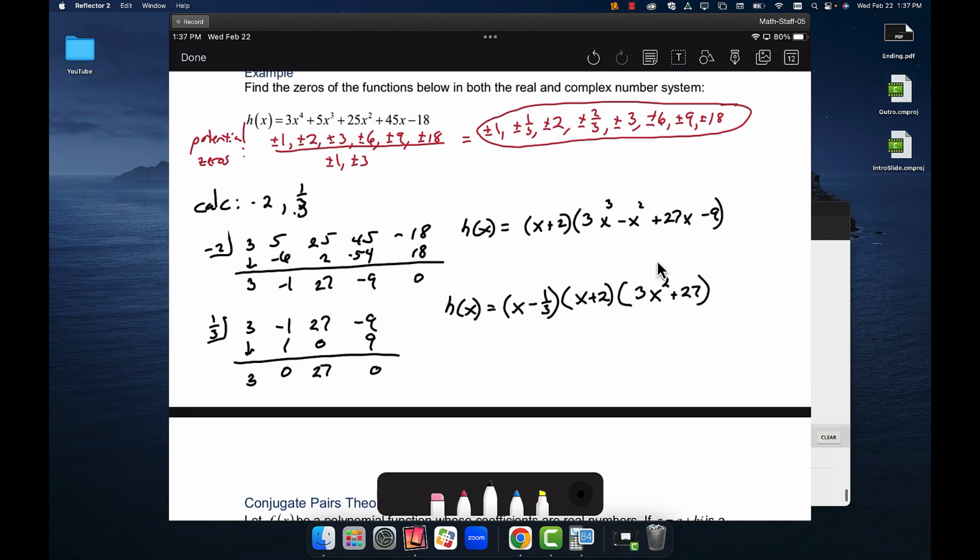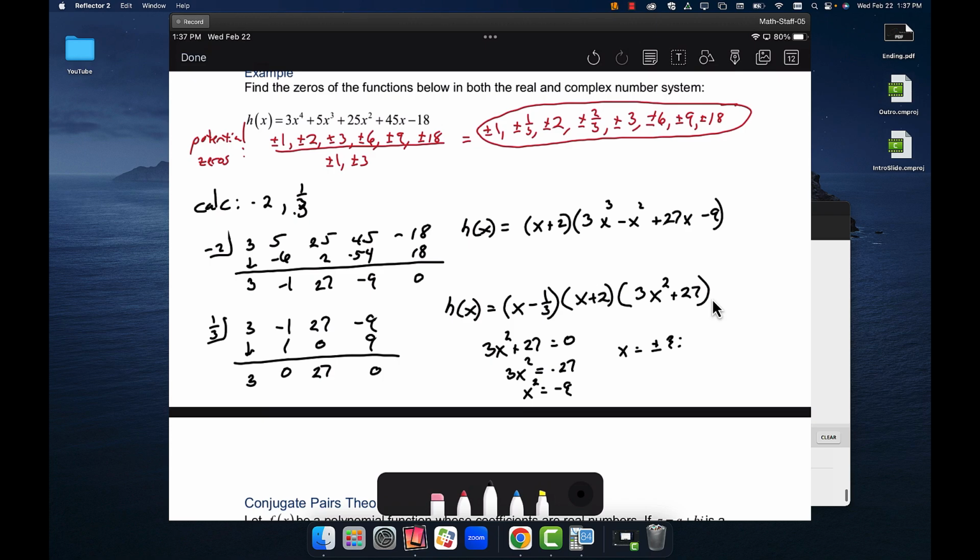Let's see, now we have a quadratic. We can solve this algebraically. So 3x squared plus 27, set it equal to 0, and solve. 3x squared equals -27. Divide by 3. X squared is equal to -9. Take the square root of both sides, and we get x is equal to plus or minus 3i.